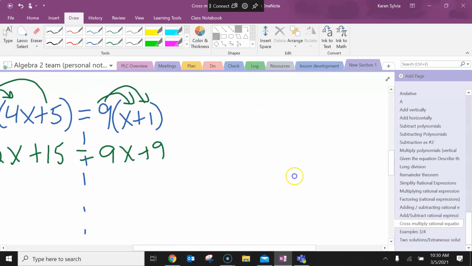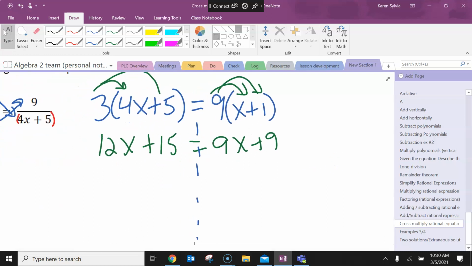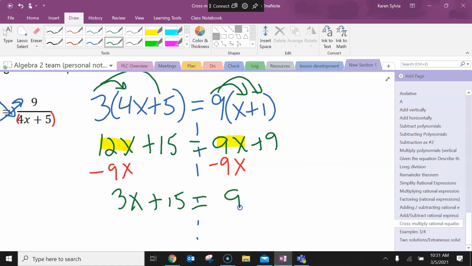So when I am trying to isolate x, I first need to regroup to get x on the same side. My choices to combine 9x and 12x, I can move the 12x to the right or I can move the 9x to the left. In this case, I generally follow the rule of whatever one is smaller is the one I'm going to move. So I'm going to subtract 9x from both sides to regroup. That gives me 3x plus 15 on the left and 9 on the right.